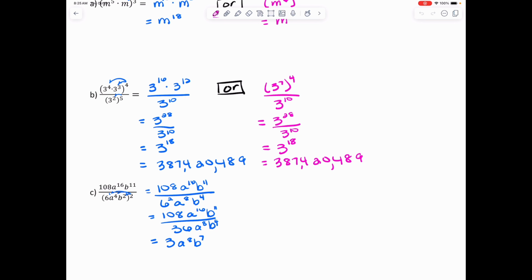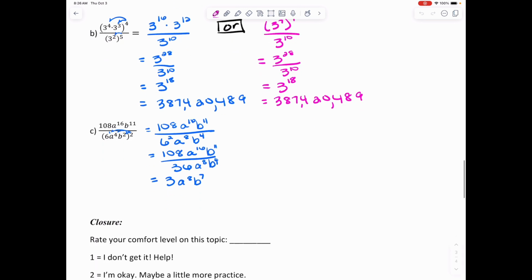So simplify that 6 squared to become 36 on the bottom. So we want to divide the numbers. 108 and 36 are coefficients. Divide them and get 3. Then subtract the exponents for the a's and the b's to get a to the 8th and b to the 7th.